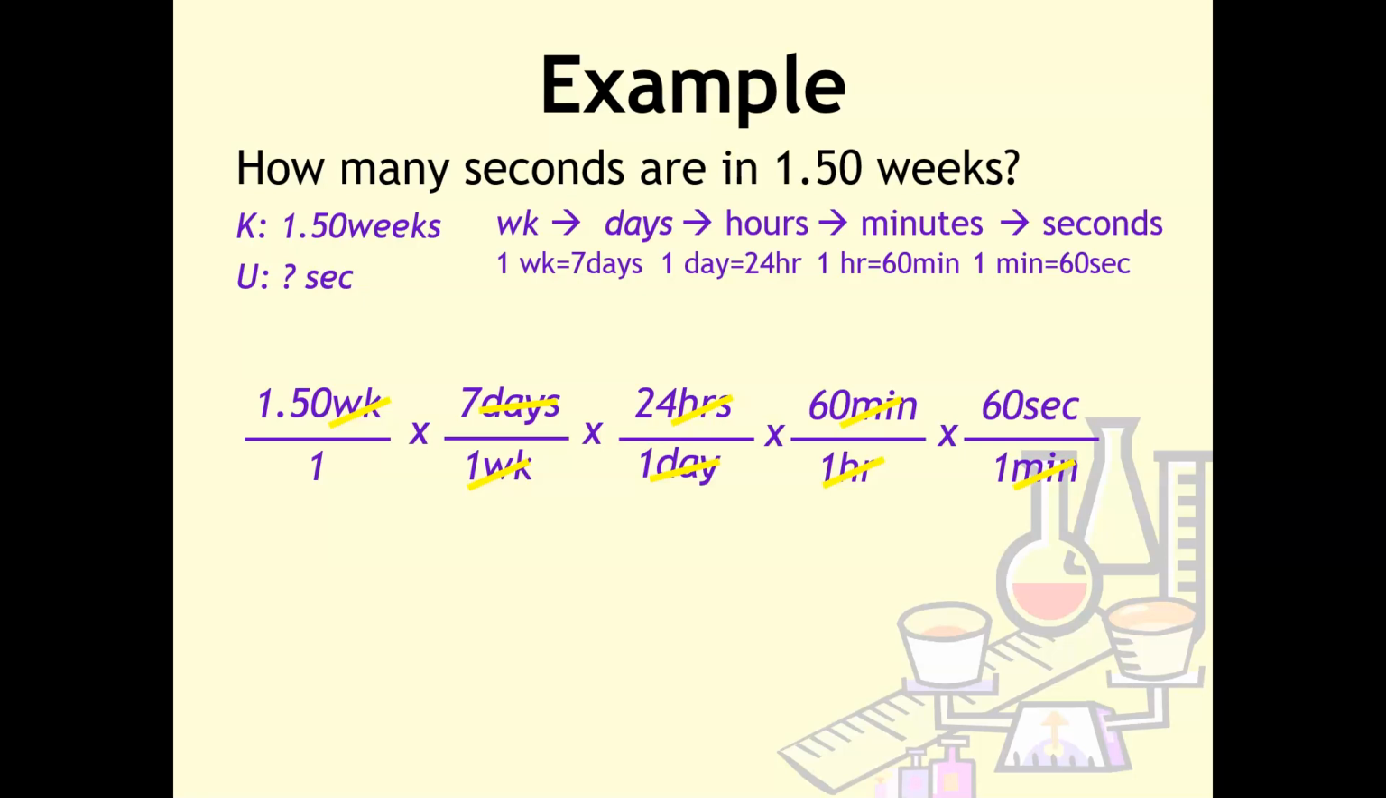When you do your calculation, you want to make sure you multiply by everything on top and divide by everything on bottom. And so in this case, if you do these calculations correctly, you should get 907,000 seconds. And again, my sig figs are based off of the number that I'm starting with, that 1.50. Since there's 3 sig figs there, that's going to be 3 sig figs in my answer.